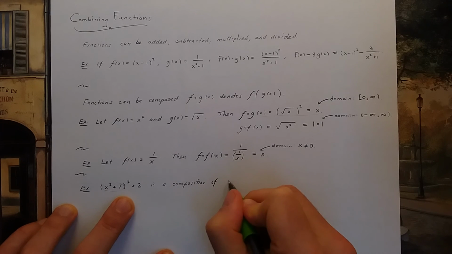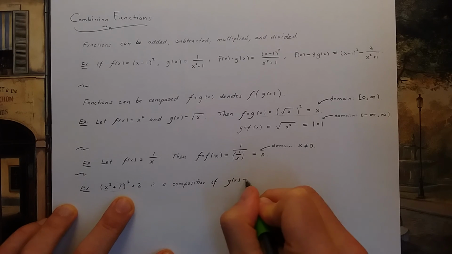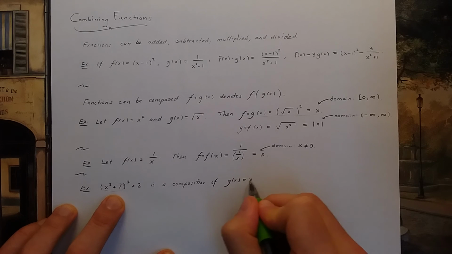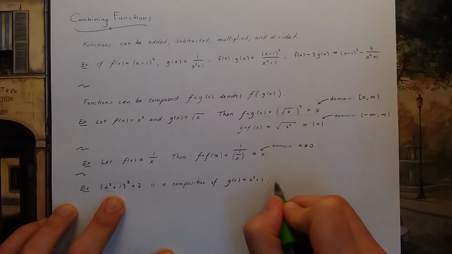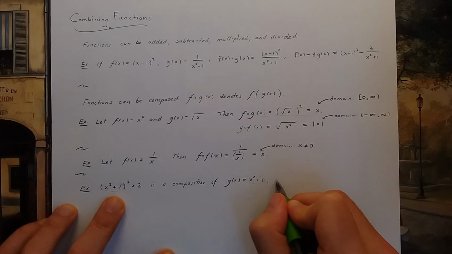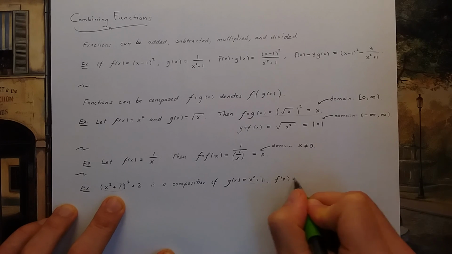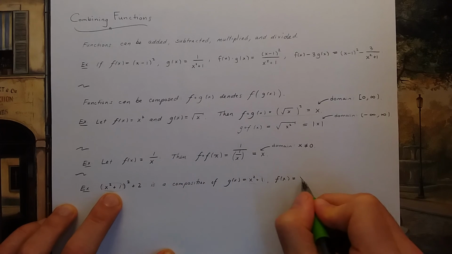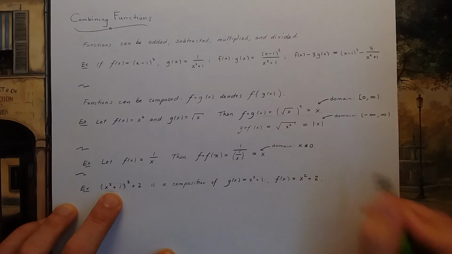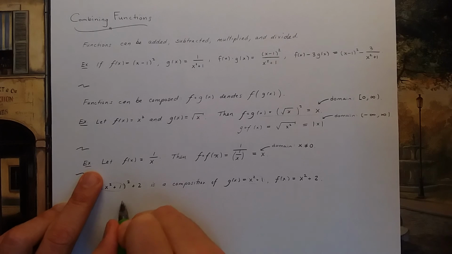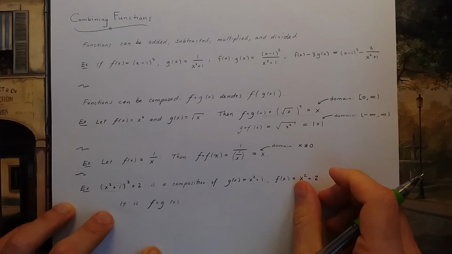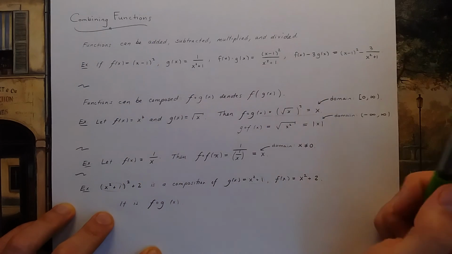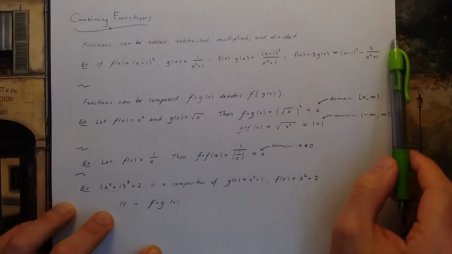of g of x equals x squared plus 1. That's what I'm doing first. And then after that, what I'm doing to this output is I am squaring it and adding 2. We can see it's now f composed with g of x. Okay, there's a brief introduction to combining functions and function composition. Excellent.